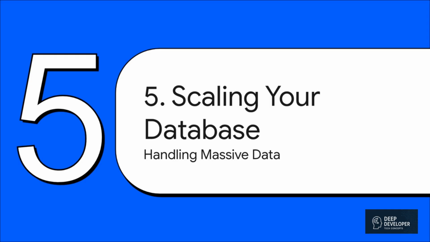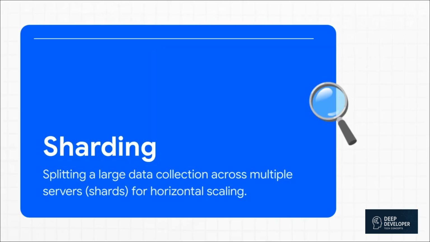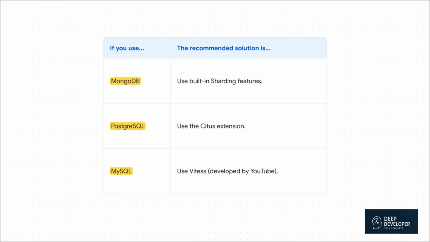Okay, your services are fast, your architecture is smart, but as you grow, another bottleneck is bound to show up. The database. A single database server can only handle so much traffic before it just gives up. The solution when you get to massive scale is a technique called sharding. All it really means is splitting one giant data collection across multiple servers, or shards. This is what lets you scale horizontally. You can just keep adding more machines to handle more and more data, a load that a single server could never dream of managing.